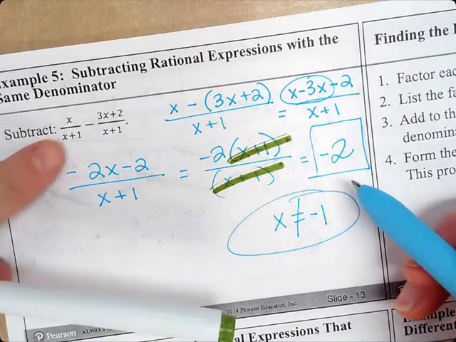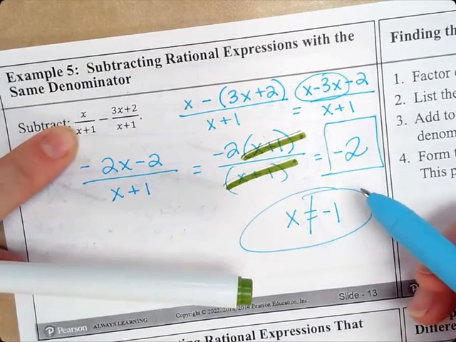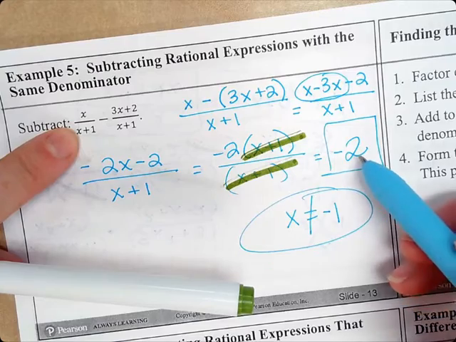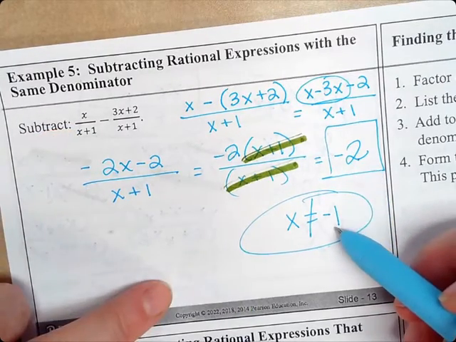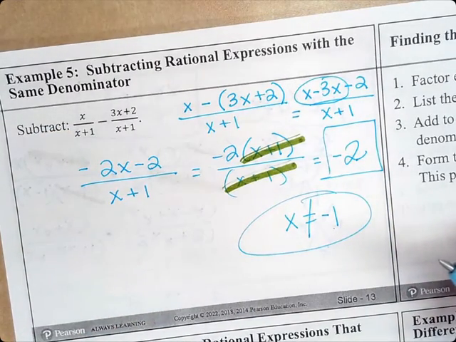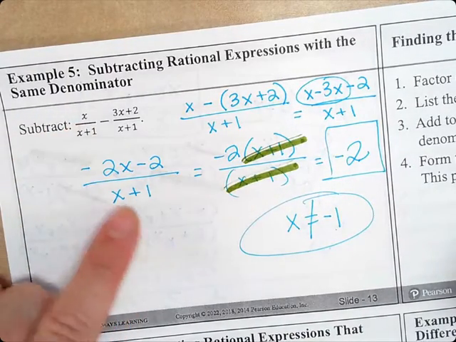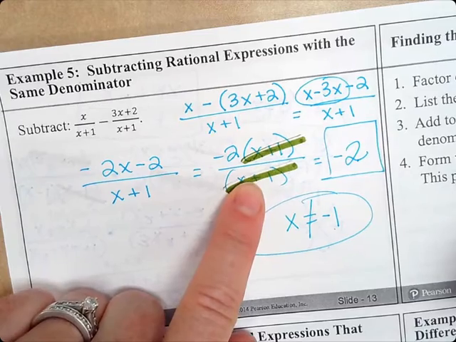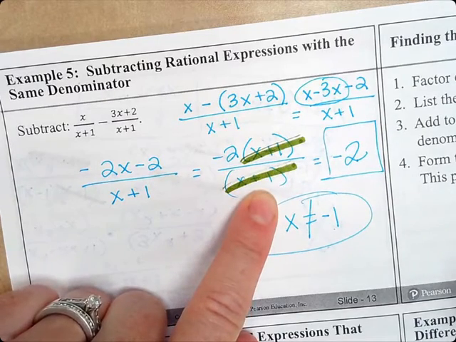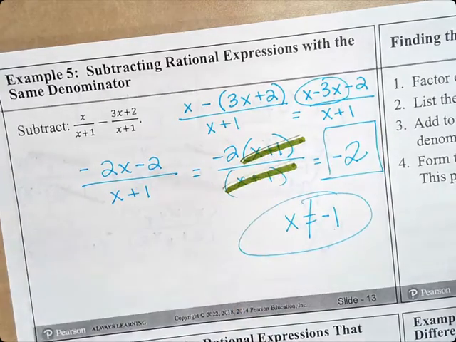So our solution to our difference problem here is negative 2, where x cannot equal negative 1. It can be 0. So if I were to plug in 0, I have 0 plus 1, which is 1. So that's okay.